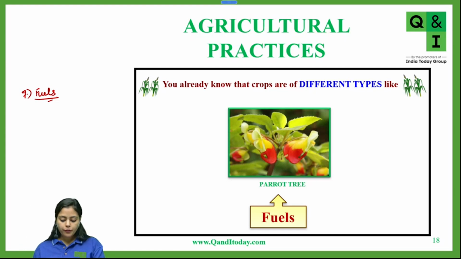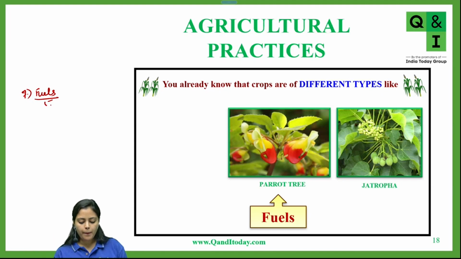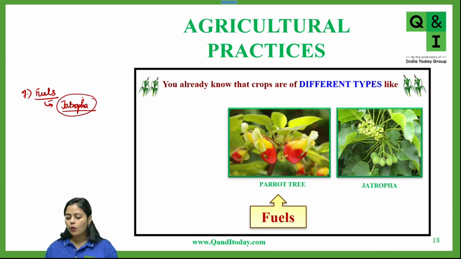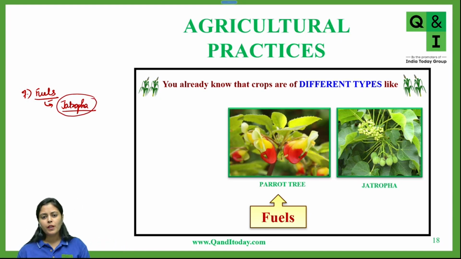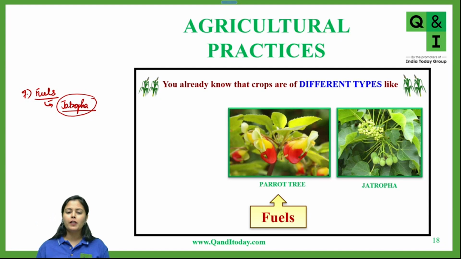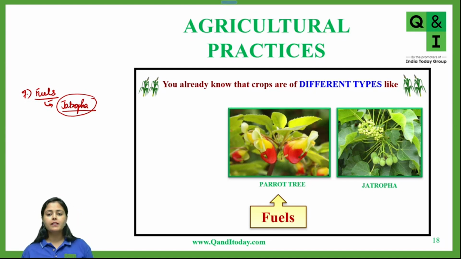Now, next is fuels. So fuels, for example, there is one crop which is called jatropha. Jatropha is one crop which is now being grown by the farmers. These are crops which are rarely grown, selectively grown by some farmers, and they are very highly priced crops. So some farmers can cultivate jatropha as well.